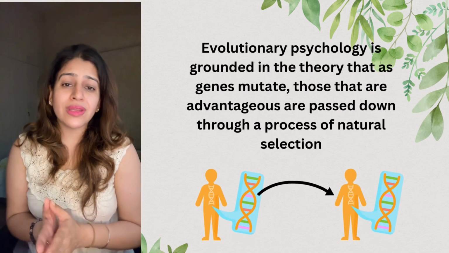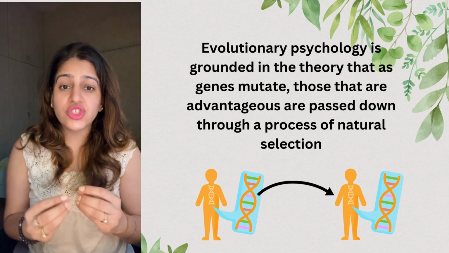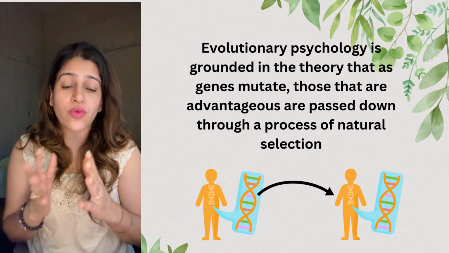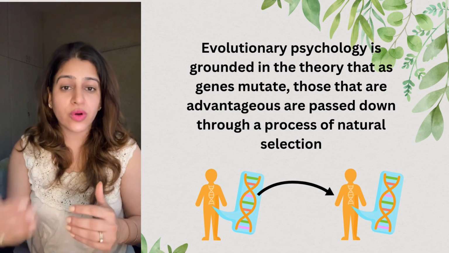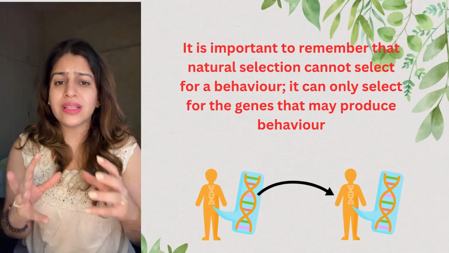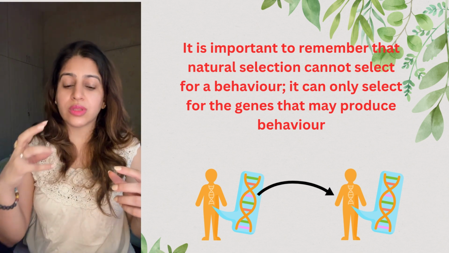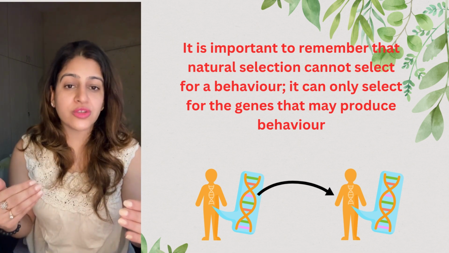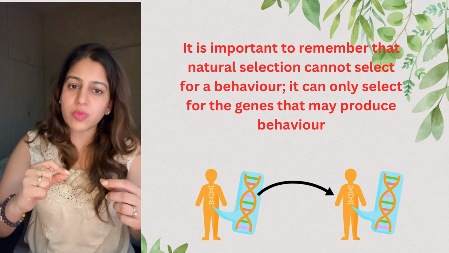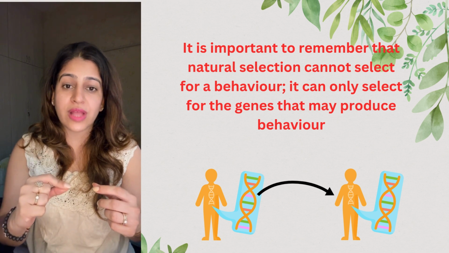So what is evolutionary psychology that we are going to study? Evolutionary psychology means that genes mutate, and whichever genes are advantageous for our survival are passed further due to the process of natural selection. It is important to note that natural selection does not select a certain behavior as the best behavior to be passed on through the genes. No, it is not the behavior that is selected by natural selection. It is the genes particularly that are chosen by the process of natural selection.